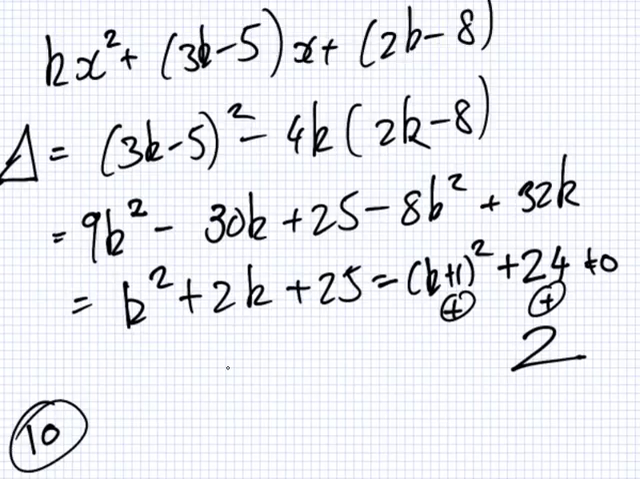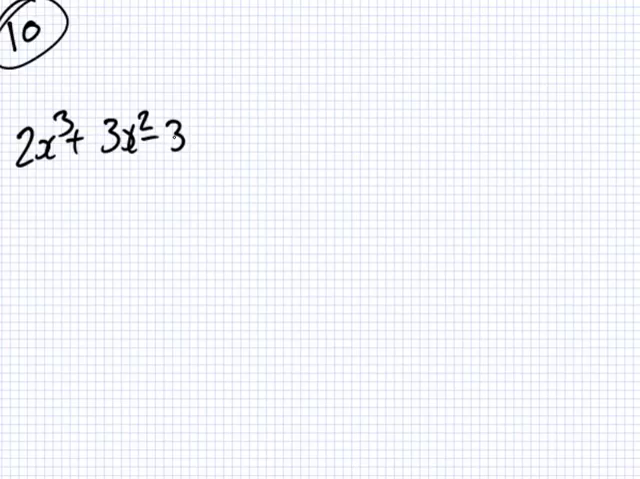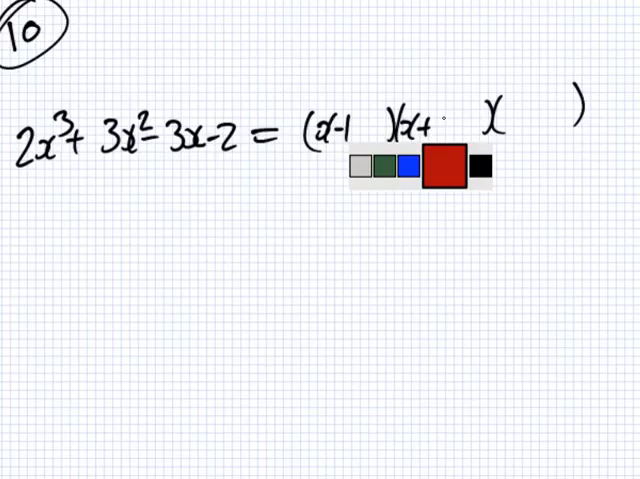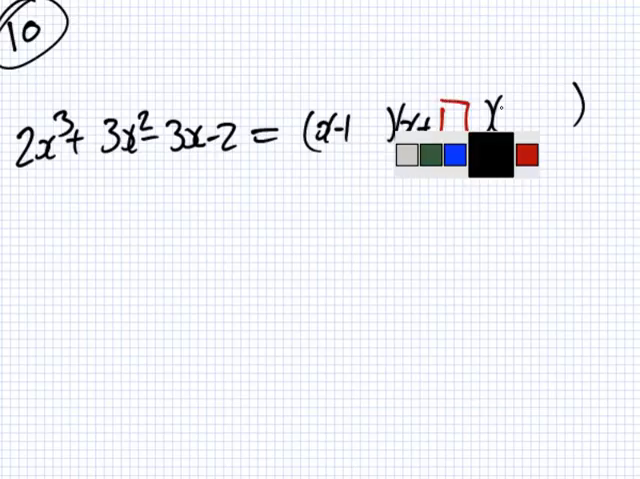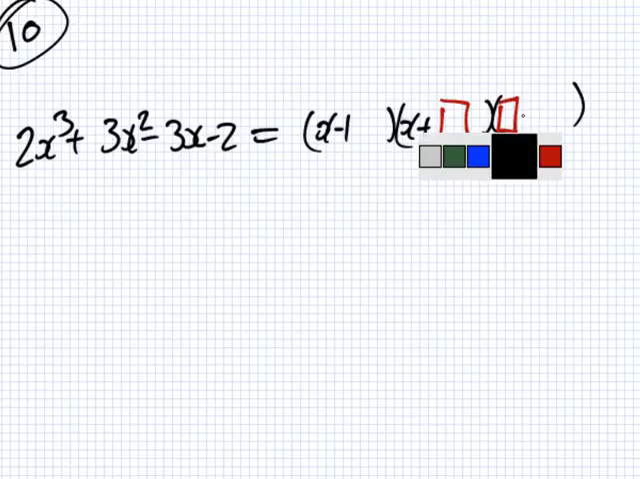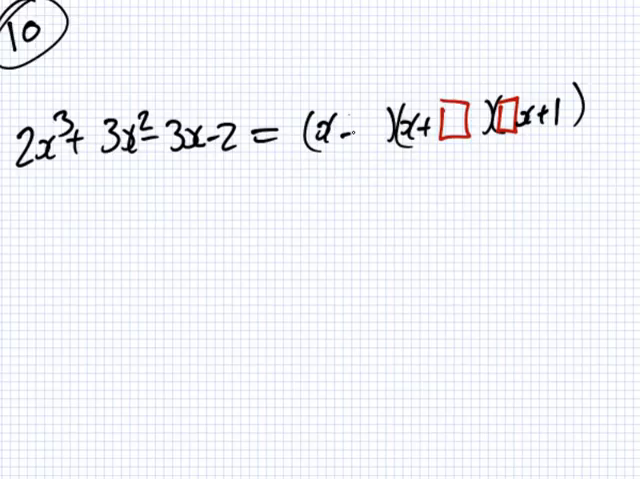Continue. Now, number 10, 2x cubed plus 3x squared minus 3x minus 2, and I wanted the factors. And I said to use long division. But, if you are quite smart, which maybe you are, maybe, I did say maybe. You can do this without long division if you think about it.